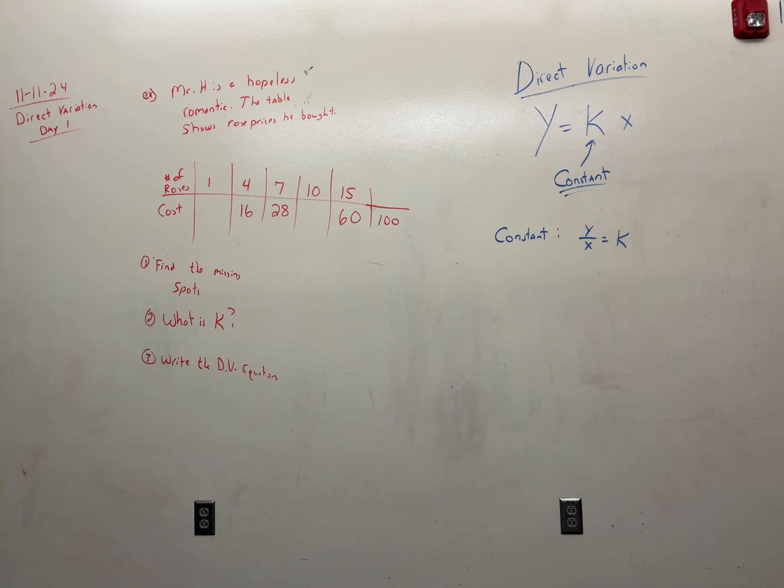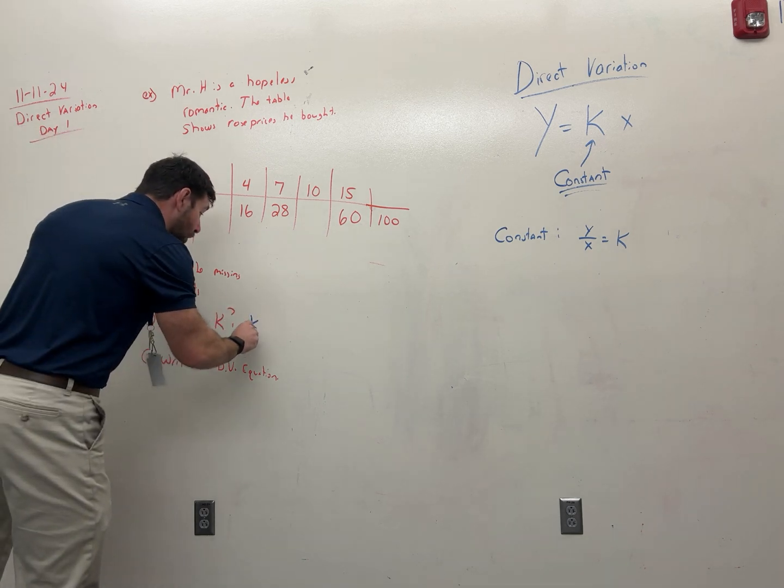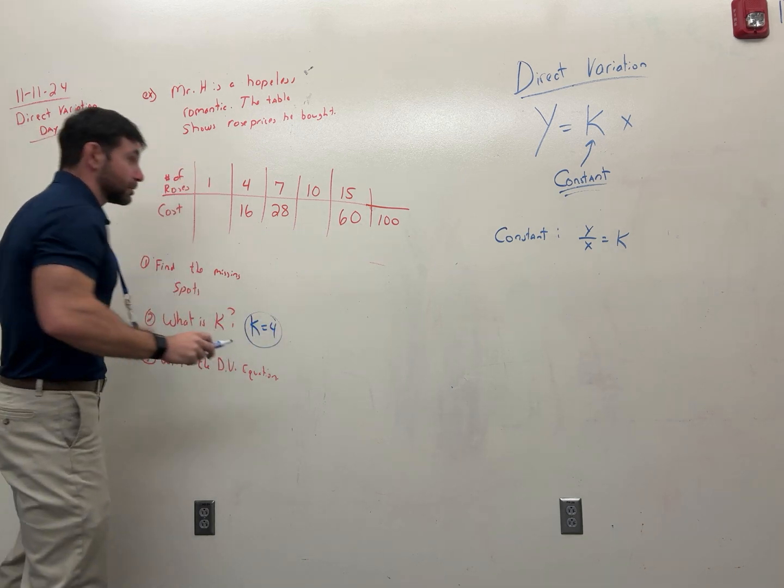I know that, guys, I know that this seems silly. This is not how I've ever taught direct variation. You taught yourselves. I've given you an example, you've taught yourselves. This was awesome. All of you have it. So find the missing spots. Before you can find the missing spots, you have to find K. All of you got what K was. What is it? 4. You told me that the constant is 4.